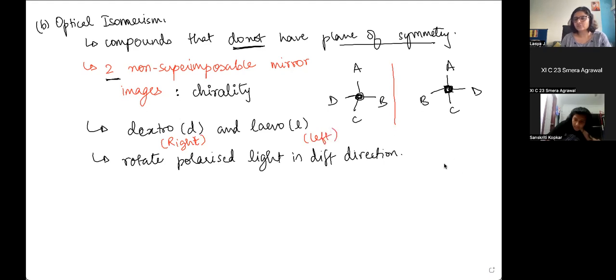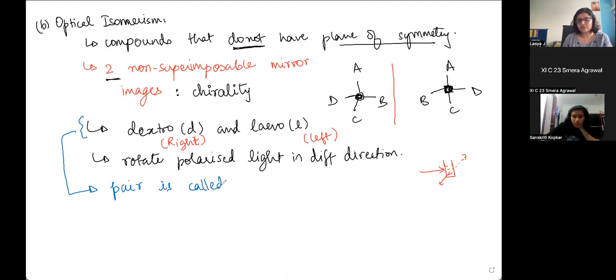So what do we mean by right and left? If you have a beaker of this and you make polarized light pass through it, if it is dextro rotatory, it will rotate to the right. If it is levo rotatory, it will rotate to the left. And this pair of dextro and levo forms, this pair of non-superimposable mirror images, is called a pair of enantiomers.